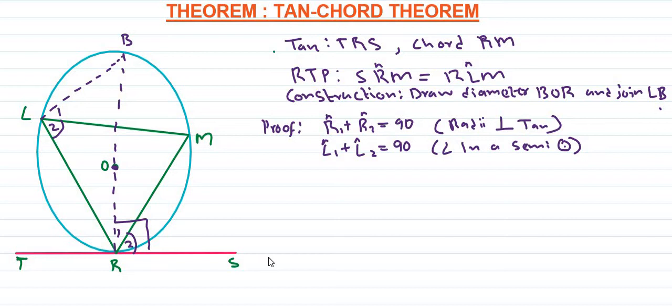So angle R1 plus angle R2 equals angle L1 plus angle L2, because both are equal to 90 degrees.